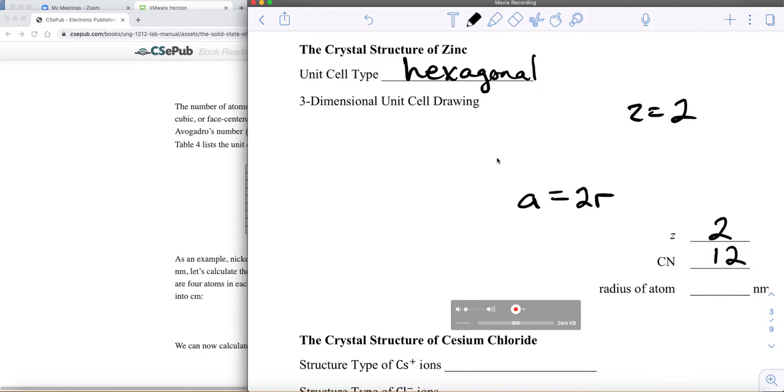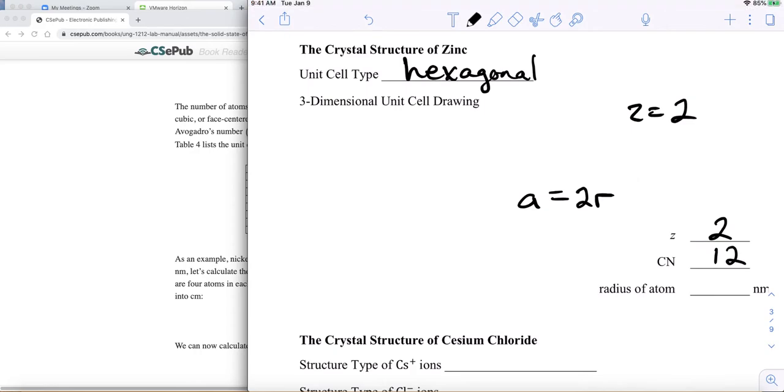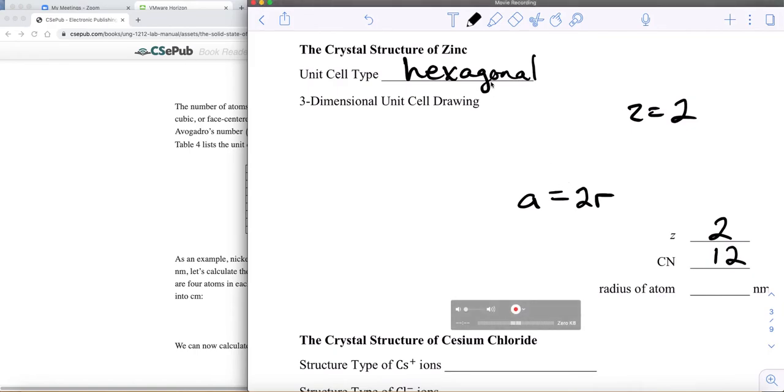But again, I think this is the unit cell type we do the least with. You notice there's no packing efficiency or density calculation. There wasn't even an image of the individual single unit cell anywhere in here because the unit cell for hexagonal does look kind of wonky. It's not a cube.